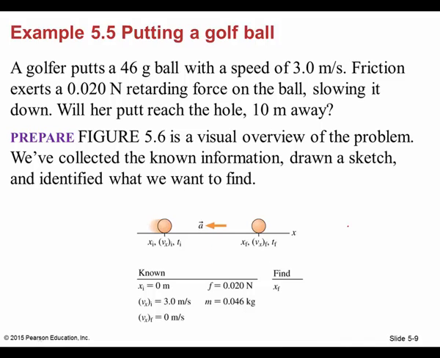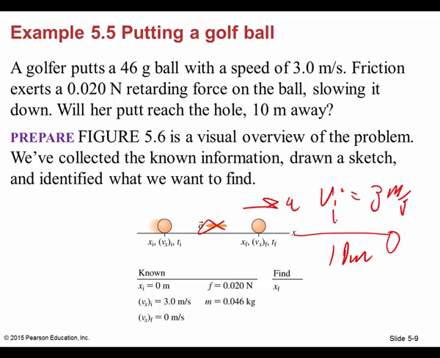I don't know why they drew it that way. They drew the acceleration to the left. I'm going to draw it to the right. So it's accelerating to the right, okay? And we want to know if it's going to go in the hole over here 10 meters away. Well, it has an initial velocity of 3 meters per second, and the final velocity will be equal to 0 meters per second, because when it gets in the hole, it stops, right?